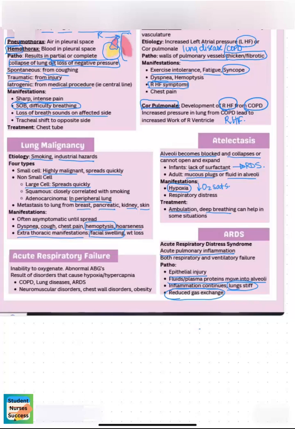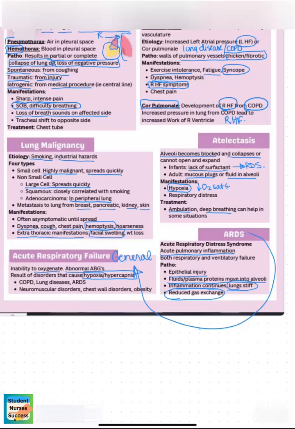Now, acute respiratory failure is really more of a general overarching term, and ARDS is one cause of acute respiratory failure. With acute respiratory failure, there's that inability to oxygenate, and you do have abnormal ABGs. It is the result of disorders that cause hypoxia and hypercapnia. So, where ARDS is more of kind of an acute inflammatory injury type of cause, acute respiratory failure is kind of an overall inability to oxygenate the body.